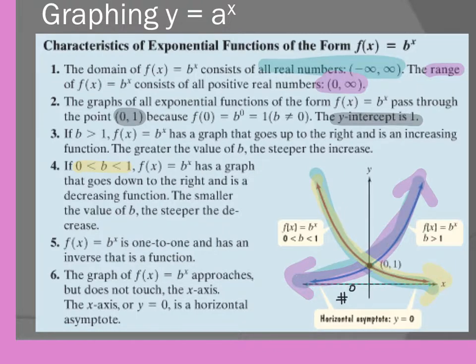And if you think about why that's happening, if I have a whole number like 3, the higher the exponent, the higher the number, right? 3 to the second is 9. 3 to the third, 27. It's going to increase as I move from left to right.